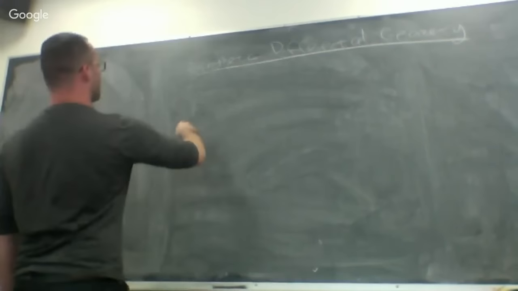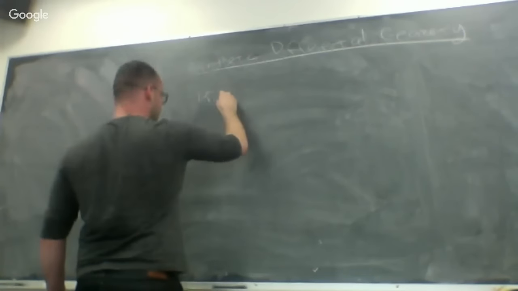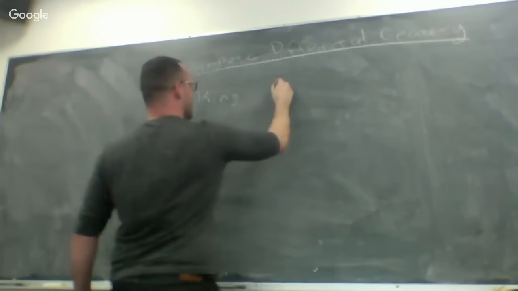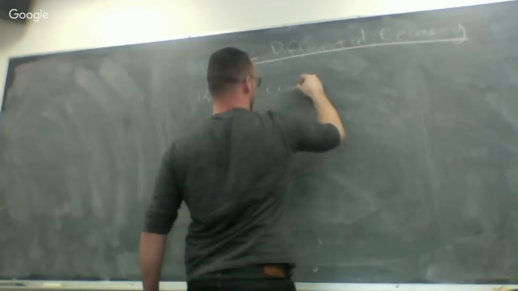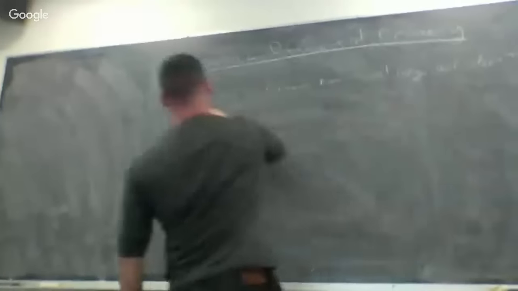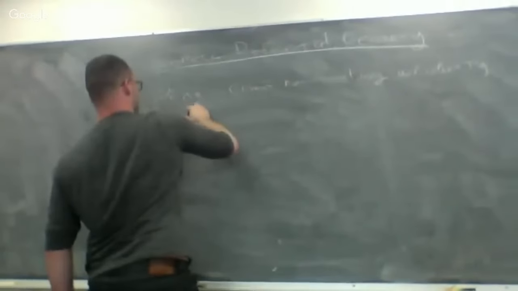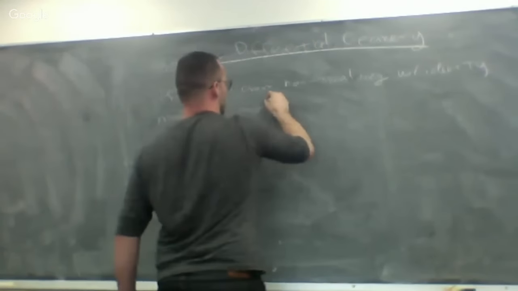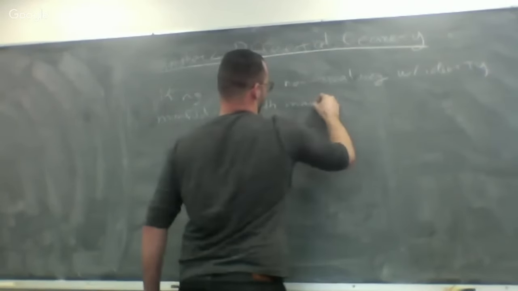Oh, and one remark: when I say ring, what I mean is non-trivial ring with identity. And when I say manifold, for the whole rest of the talk, what I mean is smooth manifold with countable base.